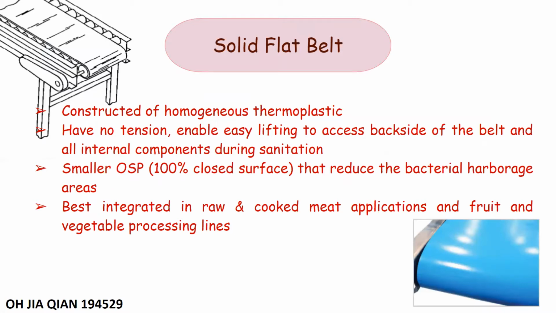It is constructed of homogenized thermoplastics, and the advantage is it has no tensions, so it enables easy lifting to expose the side of the belt and all internal components during the sanitation process. Basically, this type of belt has a smaller OSP, and it will reduce the bacterial harborage areas. It's best integrated in raw and cooked meat applications, as well as the vegetable processing line.